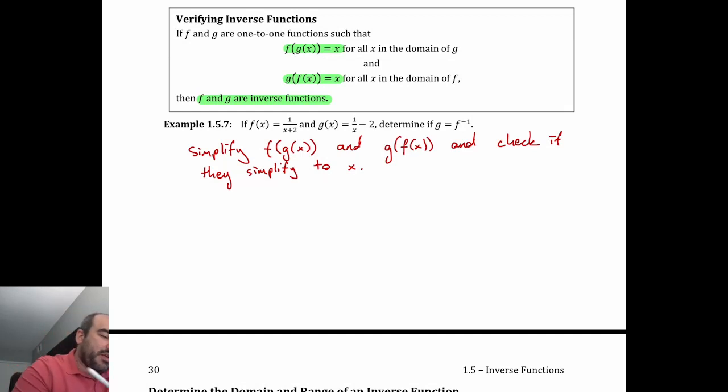Okay, so that's what you're going to do to determine if they're inverses. And if they do both simplify to x, then it's a confirmation that this g and f are inverse functions. So if they do simplify to x, then the answer is yes. If they don't simplify to x, or if one of them doesn't simplify, you can stop there and say no. You don't have to check the other one. If you check the first one and it doesn't give you x, or if there's no way to simplify things all the way down to x, then you can stop and say no.